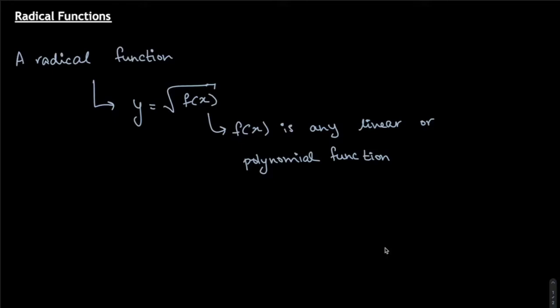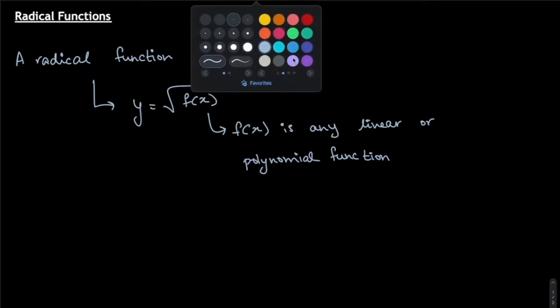Hi everyone. Today we'll take a look at radical functions. A radical function is when we have something under a square root. We denote whatever's underneath the square root as f of x. So let's understand the general properties of this function.